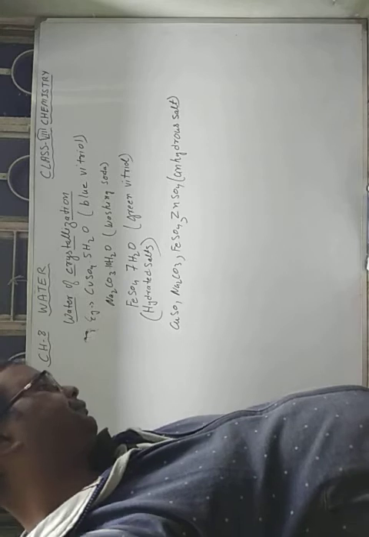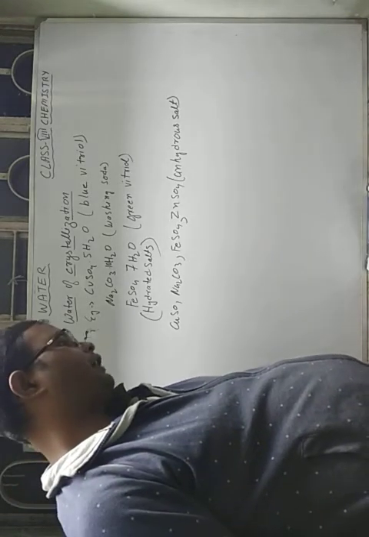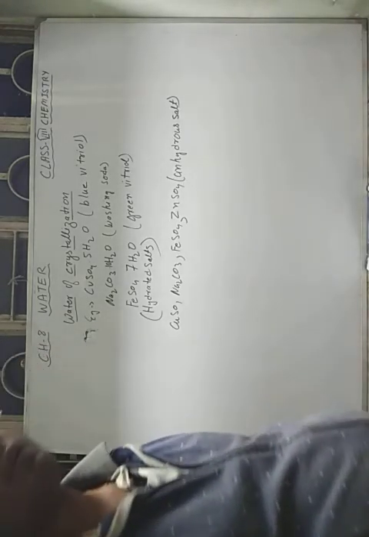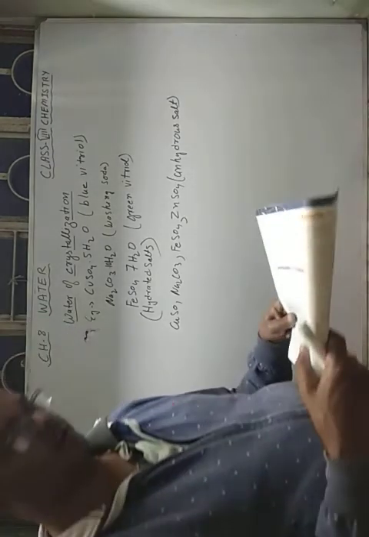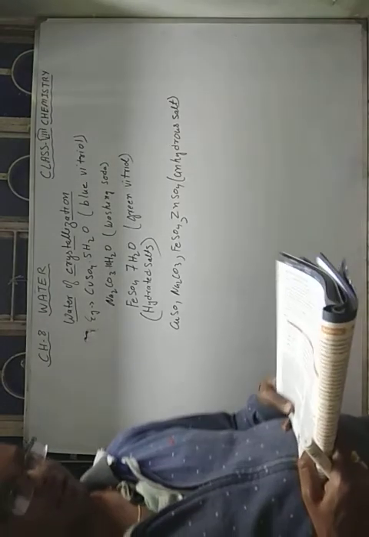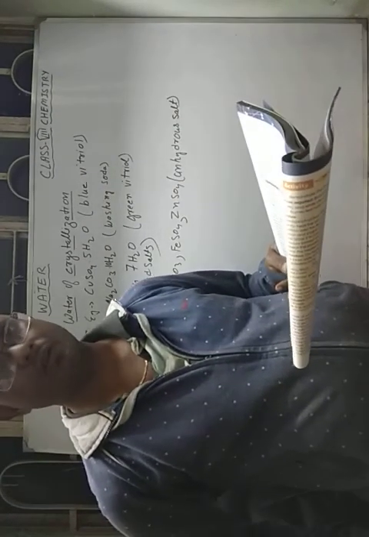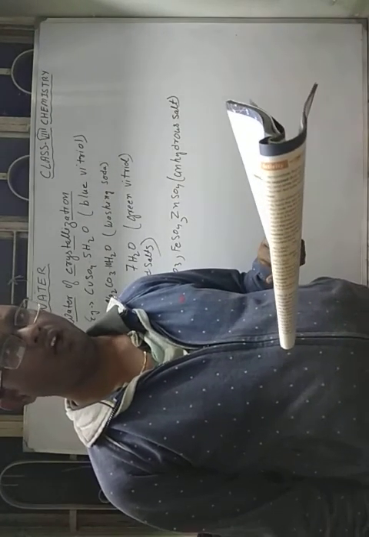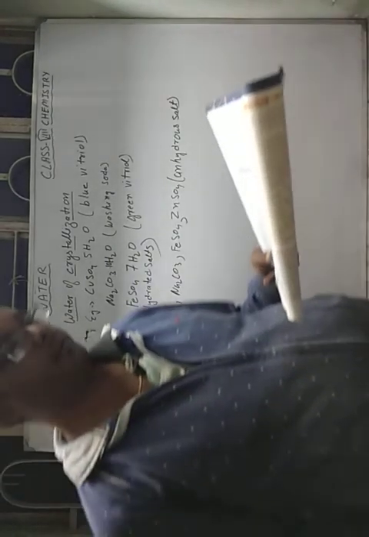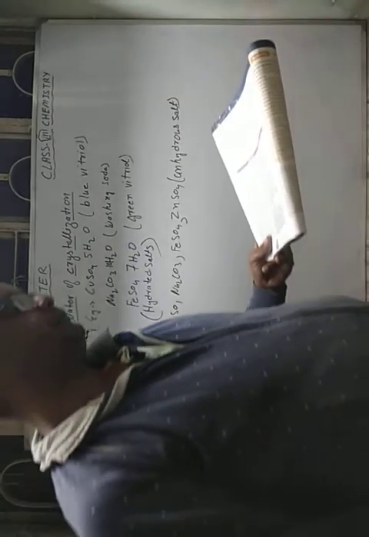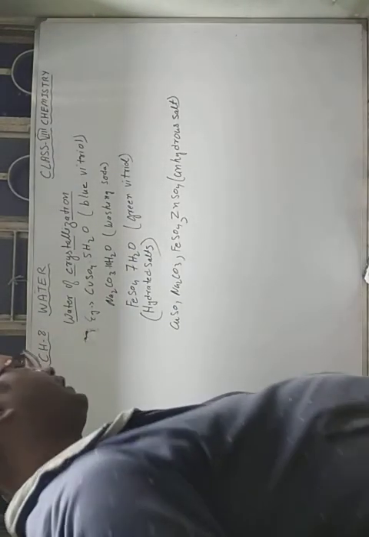After that, hygroscopic substances. What are hygroscopic substances? Some substances absorb water or moisture from the air, but not enough to form a solution. They absorb water or moisture from the atmosphere, but they do not form any solution. These are called hygroscopic substances.